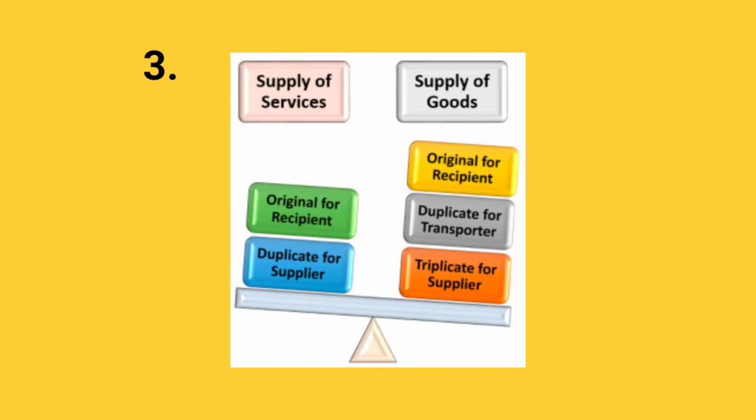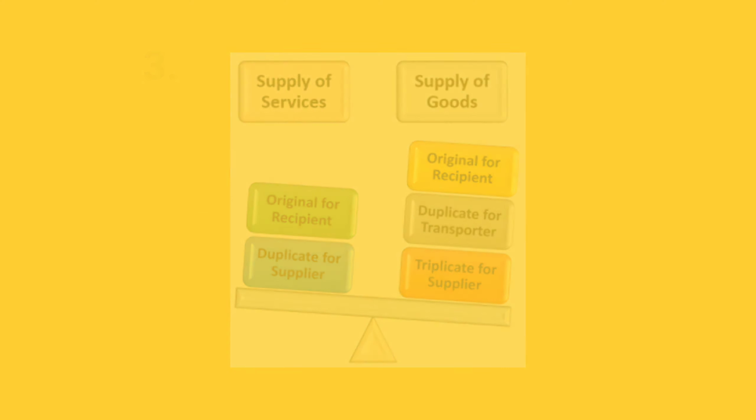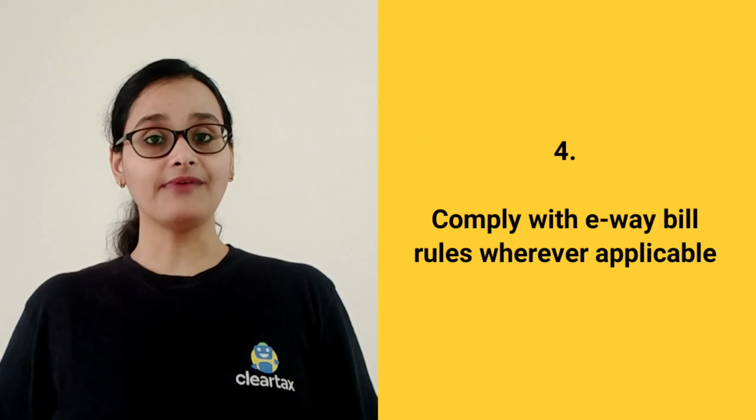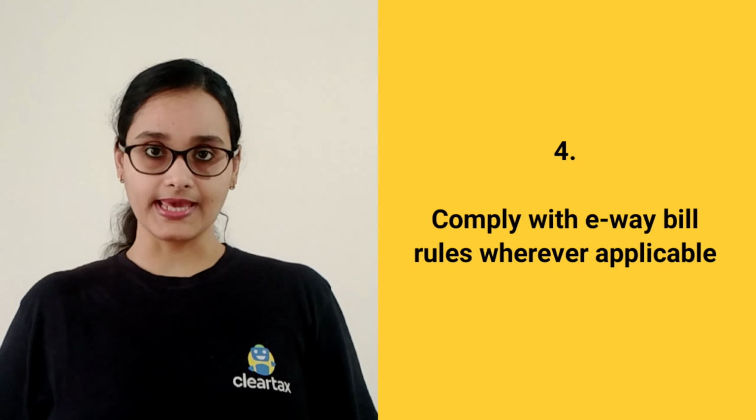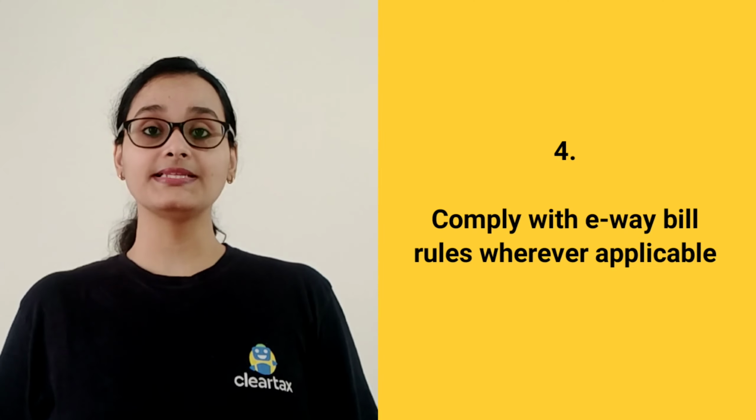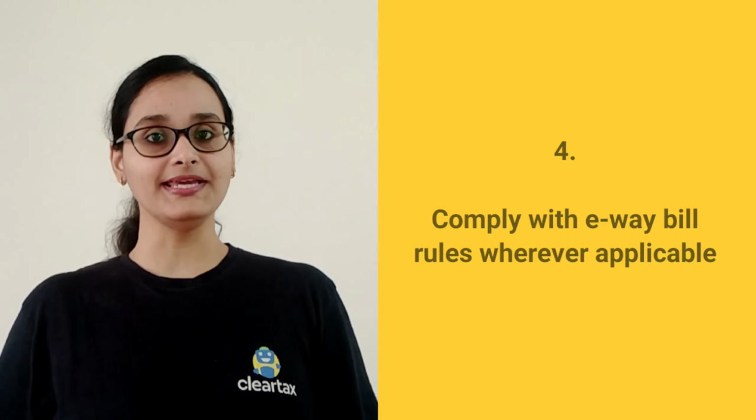For supply of goods, the invoice must be issued in triplicate, that is, the original copy being marked as original for recipient, the duplicate copy being marked as duplicate for transporter, and the triplicate copy being marked as triplicate for supplier. For supply of services, the original copy is marked as original for recipient and the duplicate copy is marked as duplicate for supplier. In case of supply of goods, if the value exceeds a certain limit, e-way bill rules must be complied with. In any other case, the person in charge of the conveyance must carry a copy of the tax invoice or bill of supply issued.